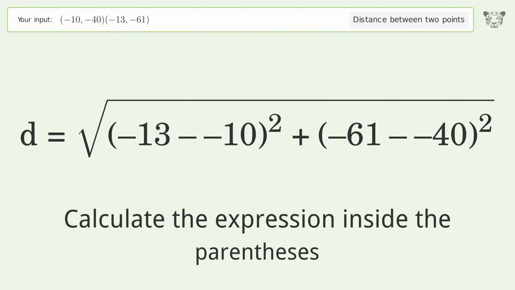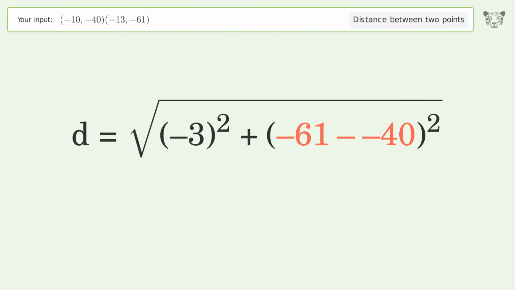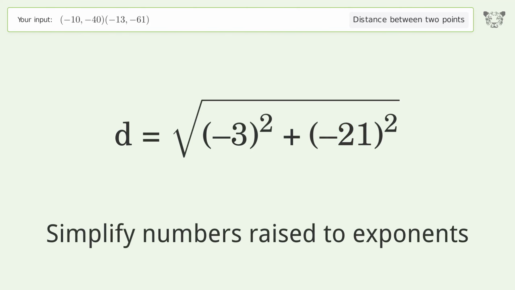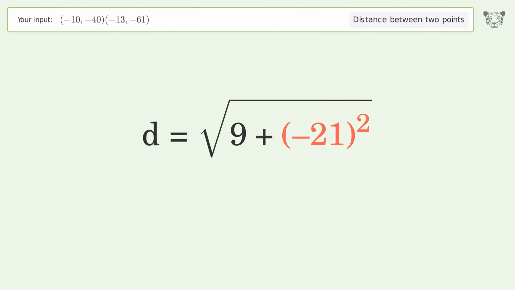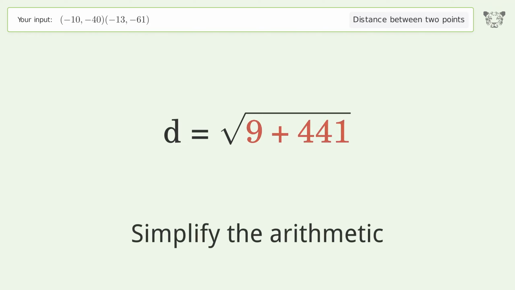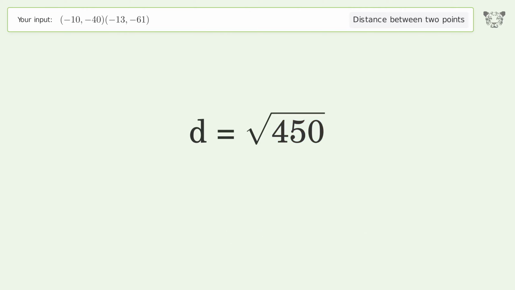Calculate the expression inside the parentheses. Simplify numbers raised to exponents. Simplify the arithmetic. And so the distance between the 2 points is the square root of 450, or 21.213.